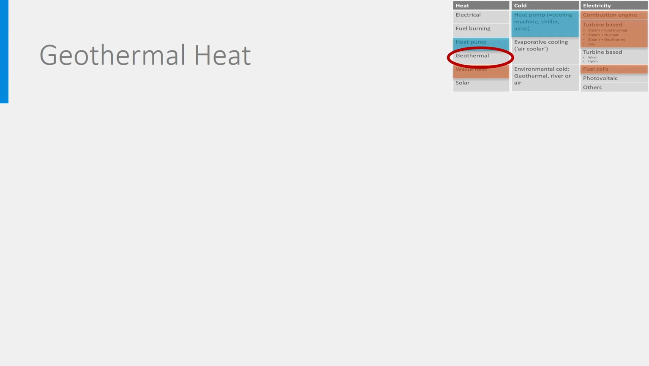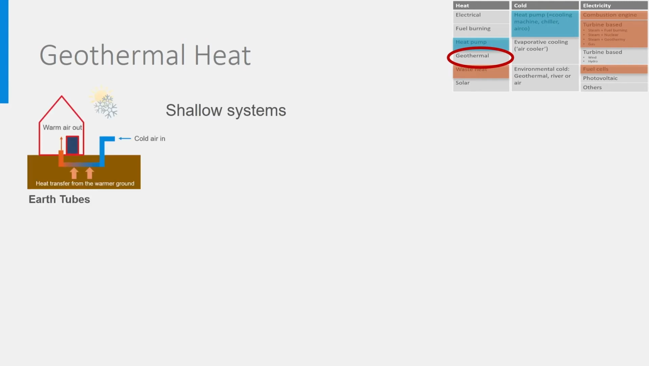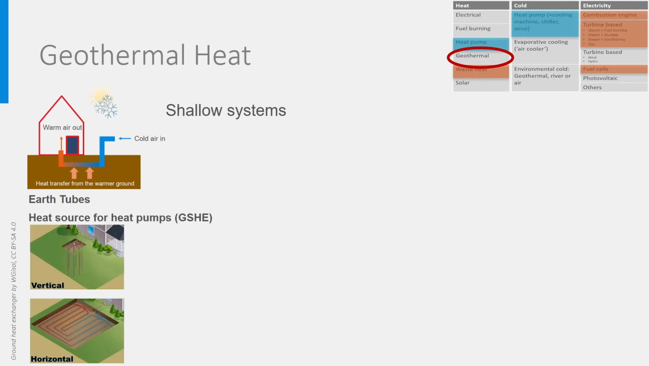Let's look now at geothermal systems. Let's start with the shallowest of them, earth tubes. Earth tubes are passive systems in which the outdoor ventilation air is circulating through pipes in the ground. The air is then heated by the ground, which in winter is warmer than the outdoor air. Next to this, there are also the ground heat exchangers used as heat source for heat pumps. You see them here in a vertical and horizontal design. They are connected to the evaporator of the heat pump. These systems work well when the warm season is long enough to regenerate the ground temperature.